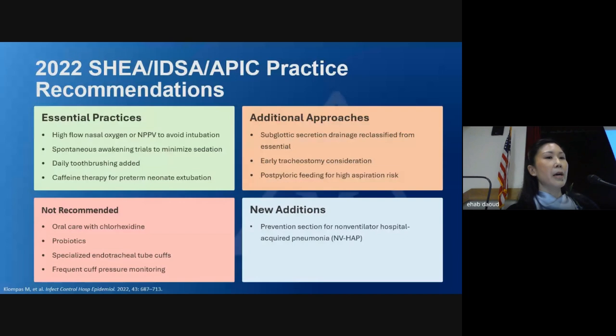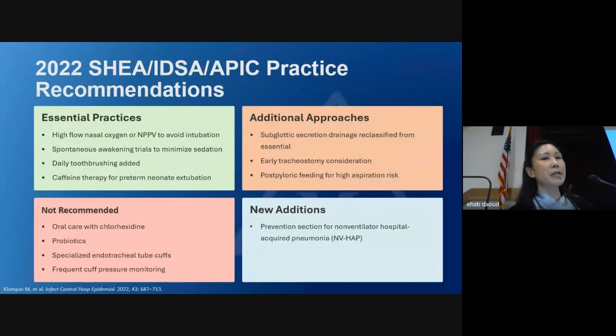So some of the essential practices, you kind of know all of this if you're a practitioner, like high flow nasal oxygen or NPPV. You want to avoid intubation if possible. Then you have your SATs, your spontaneous awake trials, minimize sedation to very, very light, just what is needed or necessary for your patient. Toothbrushing without chlorhexidine. I am not a pediatric specialist, and I think we have one here, so I'm just going to say caffeine therapy for preterm neonate extubation. I'm not entirely versed on that, but we do have some pediatric specialists that could possibly answer that question.